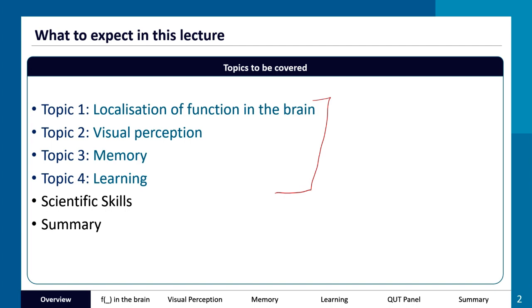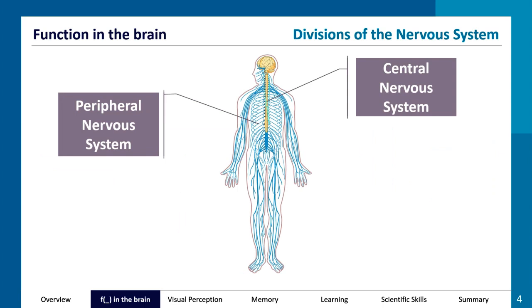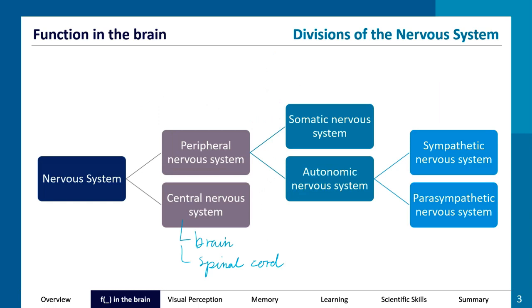So, starting off first with divisions of the nervous system, we can divide the nervous system into the peripheral nervous system and the central nervous system. The central nervous system is just your brain and also your spinal cord. So anything that's not your brain or your spinal cord and is part of your nervous system is in the peripheral nervous system. The names are actually pretty intuitive, because the central bit is in the center, whereas the peripheral bit is on the periphery of the body. So that all makes sense.